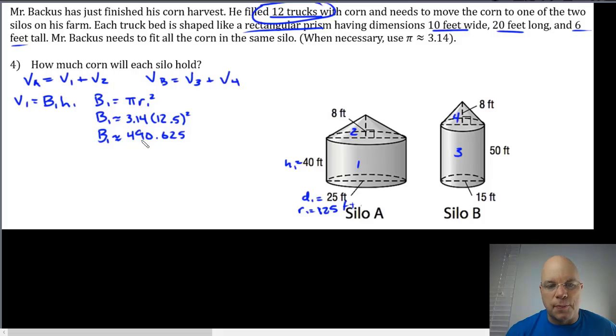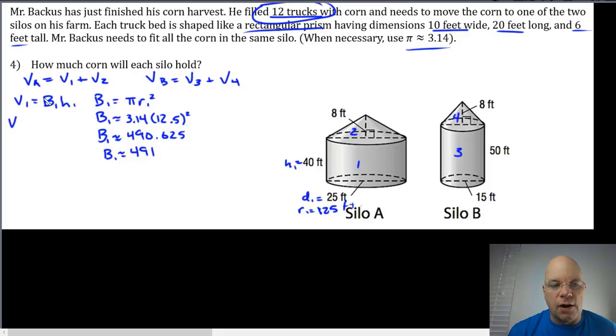And I'm just going to say, since I'm approximating anyway, 491 probably. Just round it to the nearest whole. If you round differently than I do, we're going to get slightly different answers. That's fine, because we're estimating anyway if we're using 3.14. So if we get slightly different answers, then both answers are still good.